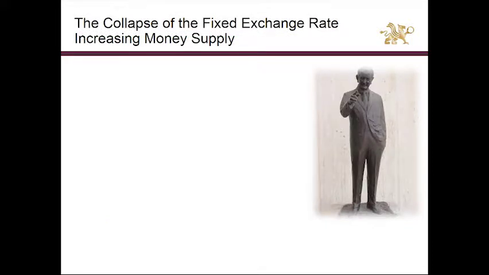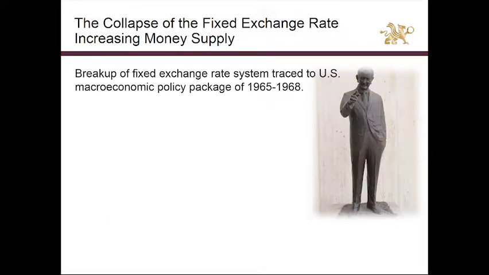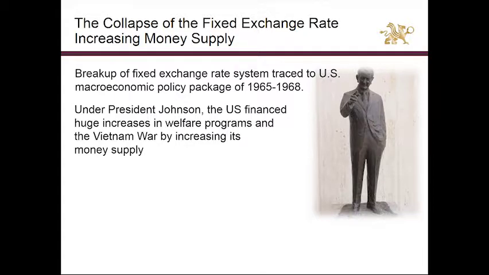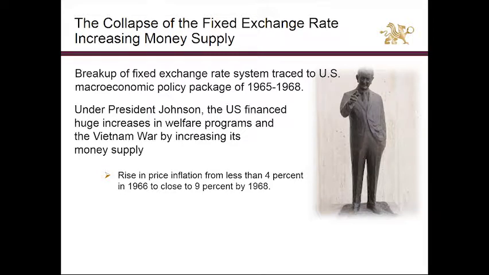Most economists trace the breakup of the fixed exchange rate system to the U.S. macroeconomic policy package of 1965 through 1968. To finance both the Vietnam conflict and his welfare programs, U.S. President Lyndon Johnson backed an increase in U.S. government spending that was not financed by an increase in taxes. Instead, it was financed by an increase in the money supply, which led to a rise in price inflation from less than 4% in 1966 to close to 9% by 1968.